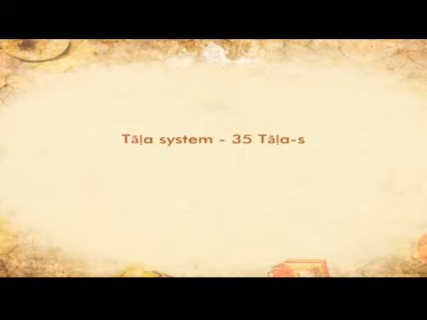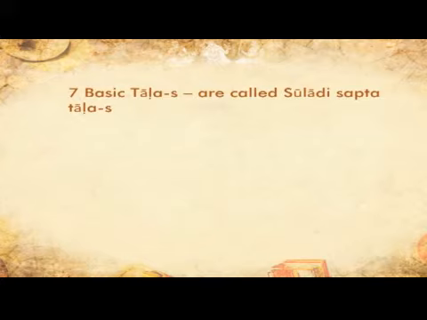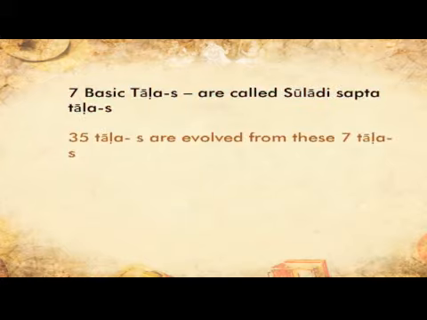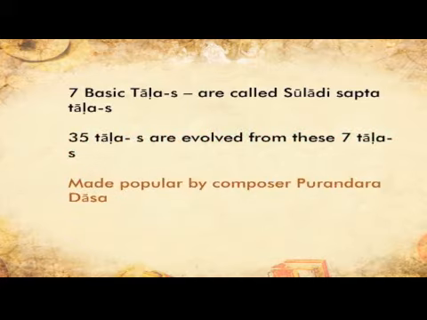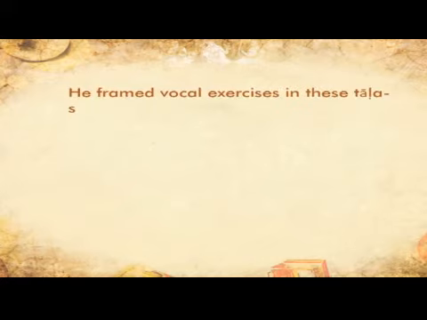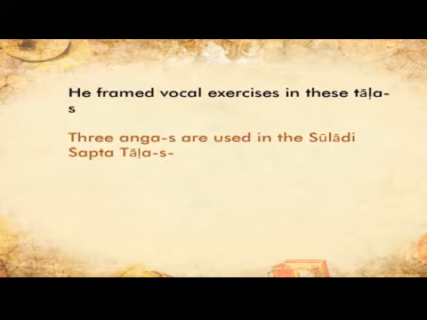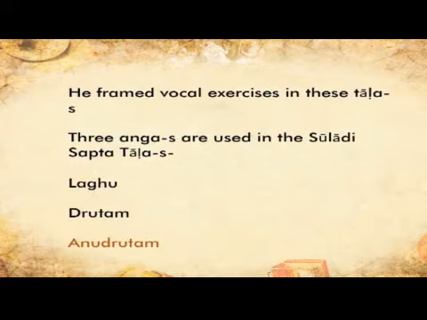Tala system of 35 talas. 7 basic talas. There are 7 basic talas which are called Suladi Saptatalas and another 35 talas which evolved from these 7 talas. This was made popular by the composer Purandaradasa, who framed the vocal basic exercises in these talas. Only 3 angas are used in the Suladi Saptatalas: Lagu, Dhrutam and Anudhrutam.